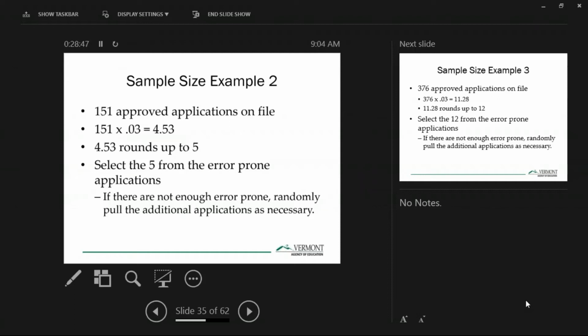If you have 151 approved applications on file as of October 1st in your SFA, 151 times 0.03 is 4.53. You round that up to 5, so you select 5 applications from your error-prone applications. And if you don't have enough error-prone, you're going to randomly pull the additional applications as necessary to meet that sample size.